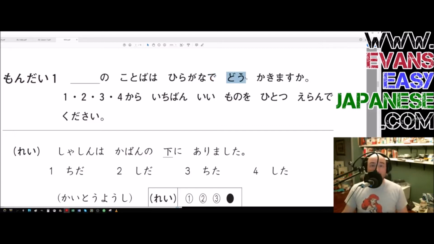Do, how, it's an interrogative question word. It means how. And then kakimasu ka, how do you write it? Kakimasu is to write. So the underlined word, wa, as for the underlined word, hiragana de, by means of hiragana, do, how, kakimasu ka, how do, most likely you, write it. How do you write the word that's underlined?